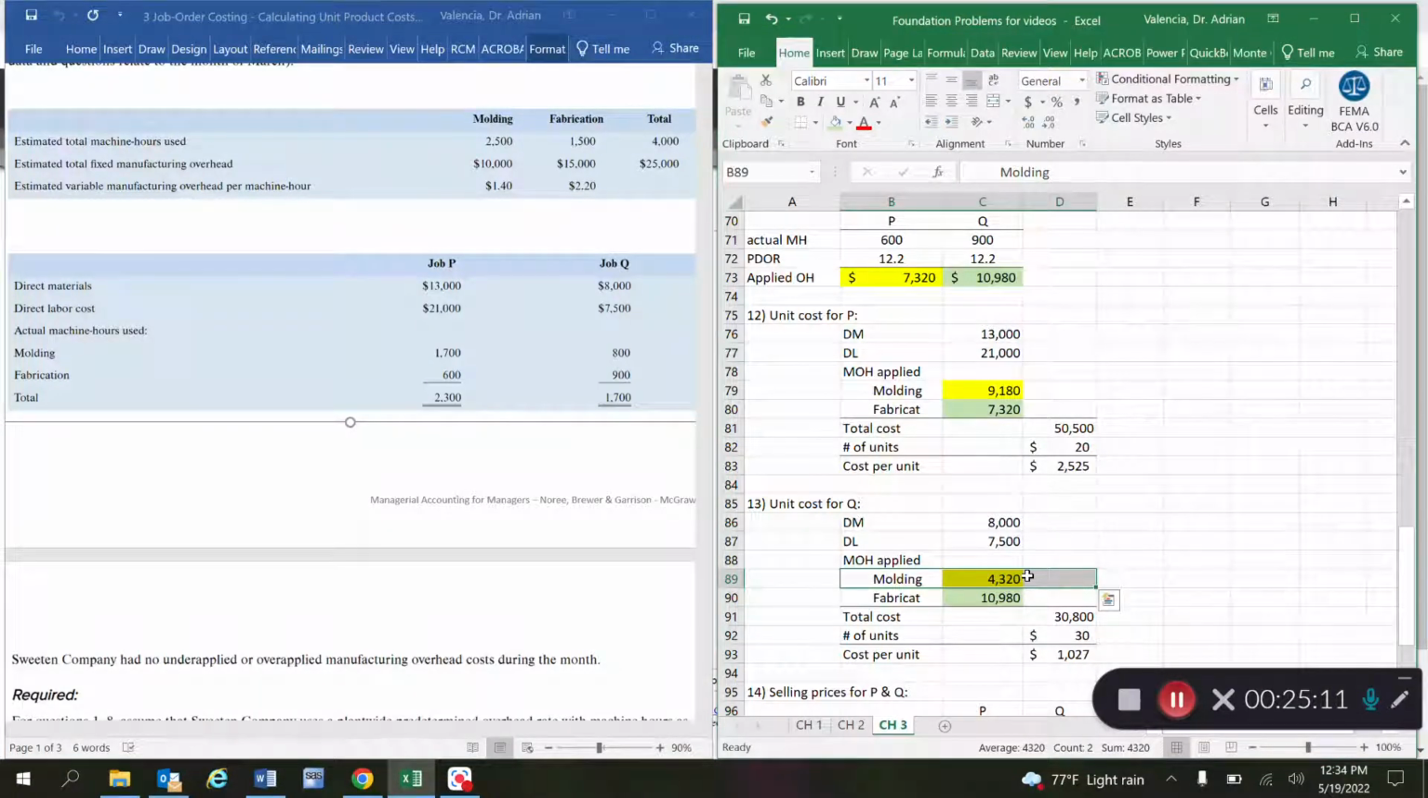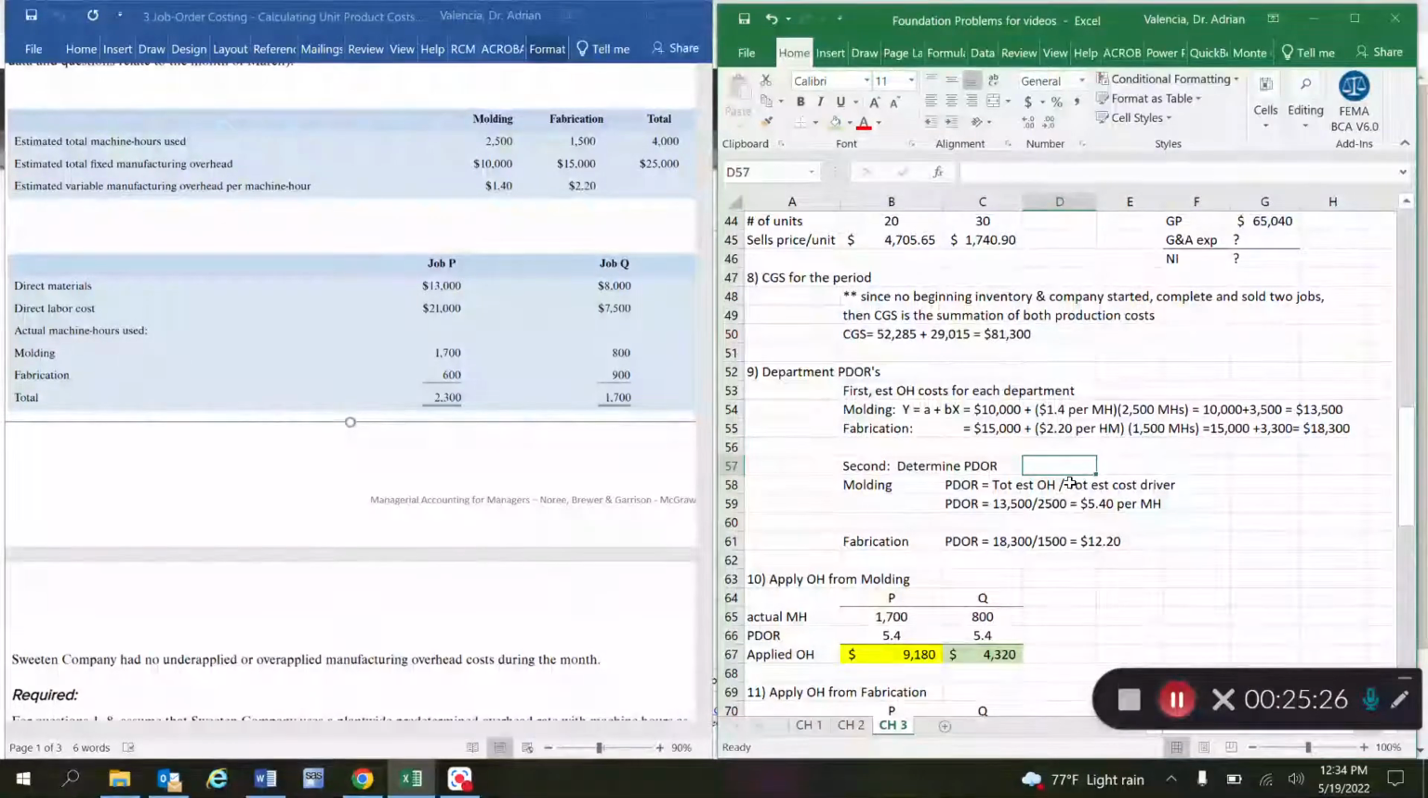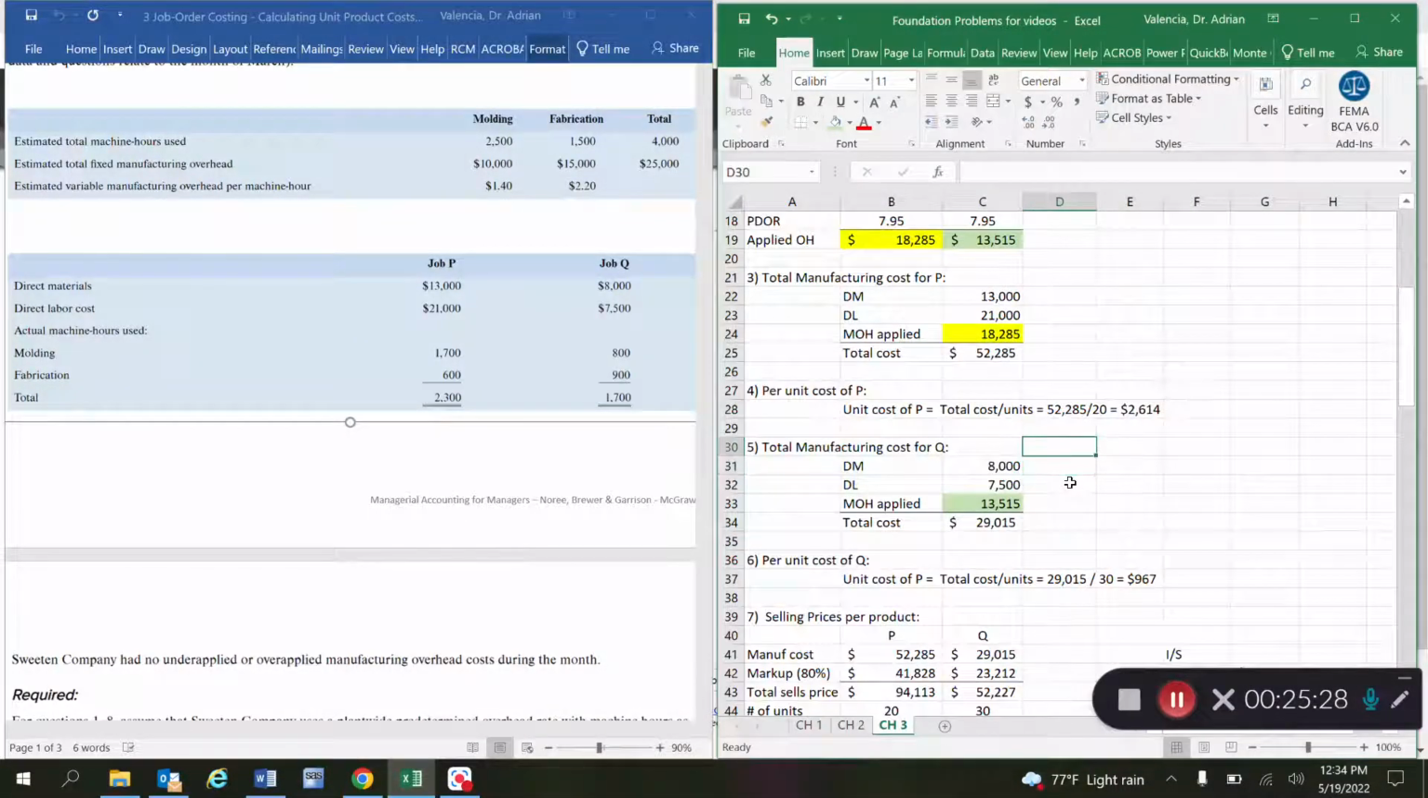And what that ends up doing is giving us a more precise cost per unit. So when we say that the cost per unit here is 25.25, we are getting supposedly a more precise cost per unit than our initial cost estimate of 26.14 when we use the plant-wide overhead.